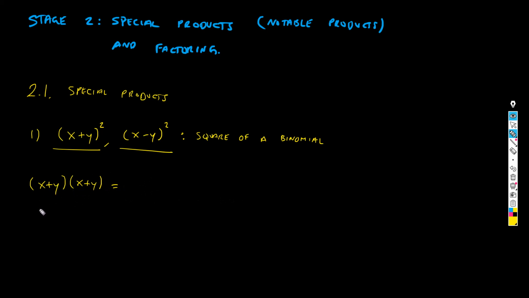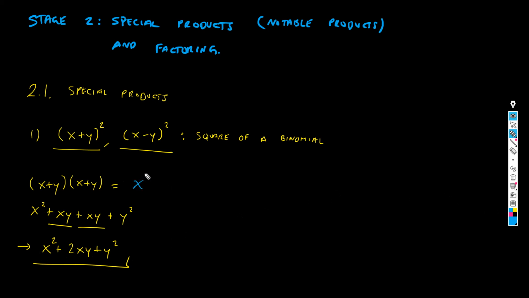Let's multiply x times x, we get x squared. X times y, we get xy. Y times x, we get xy. And plus y times plus y, so we get y squared. And then we collect like terms, this one and this one, and we're gonna get x squared plus 2xy plus y squared, and this is the final answer. So basically we have x squared plus 2xy plus y squared. So this is the formula that you have to memorize.